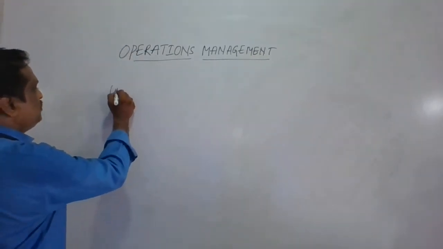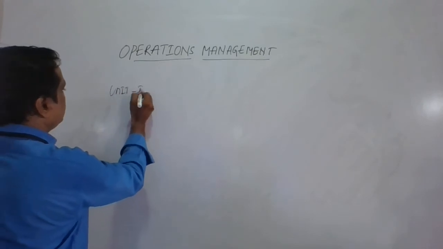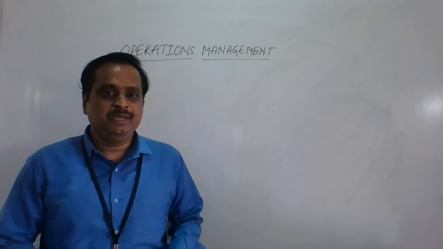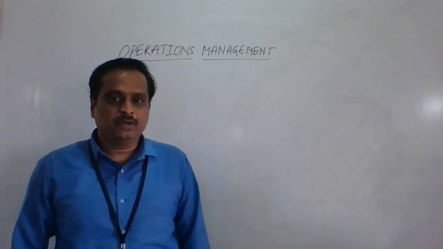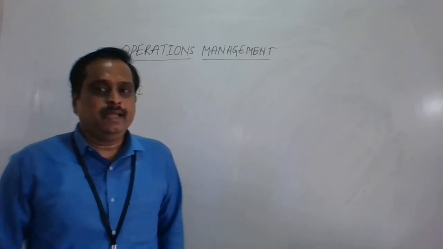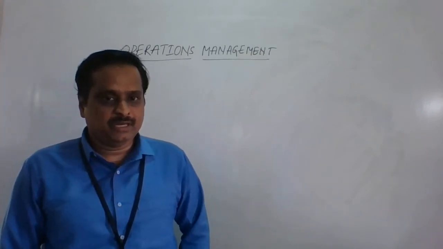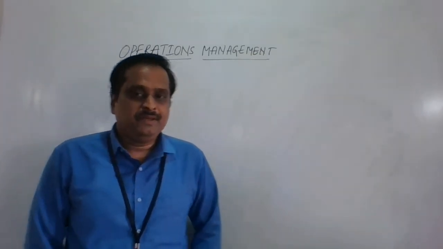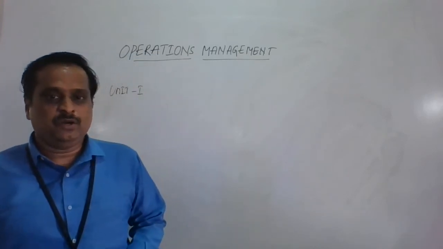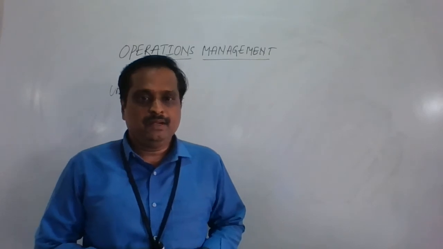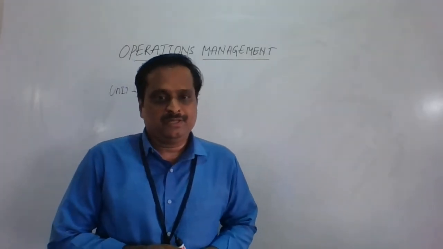And Unit 1 is about the introduction to operations management: meaning, definitions, scope and objectives of operations management, interactions of operations management with other functional areas, and manufacturing versus non-manufacturing operations and their characteristics. These are the main topics that come under the first unit.